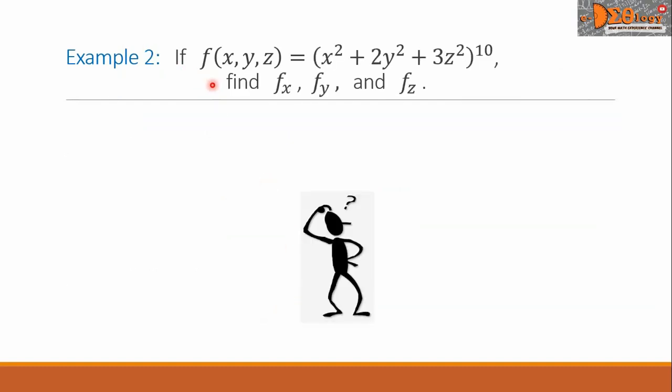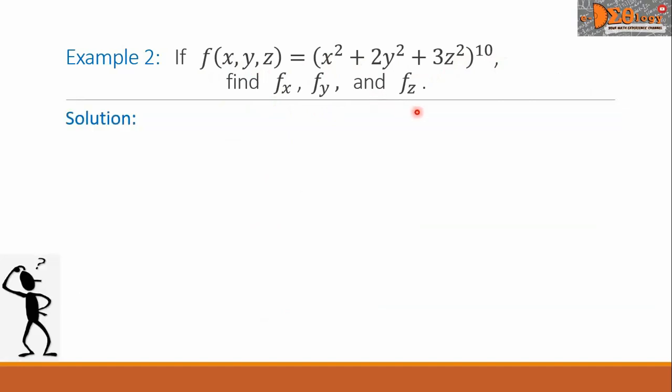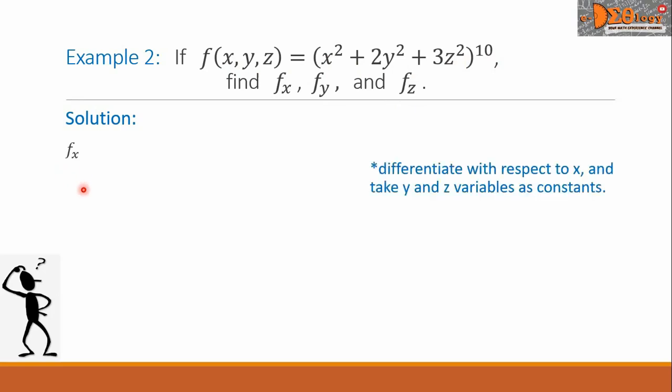Example 2. If f of x, y, z equals x squared plus 2y squared plus 3z squared, this trinomial is raised to power 10. Find f sub x, f sub y, and f sub z. Let's begin with f sub x, the partial derivative of f with respect to x. We're going to differentiate this function with respect to x, and we will take y and z variables as constants.